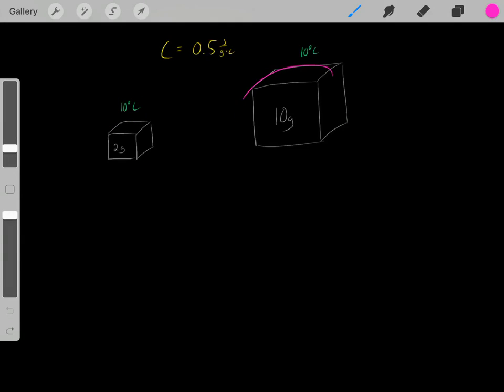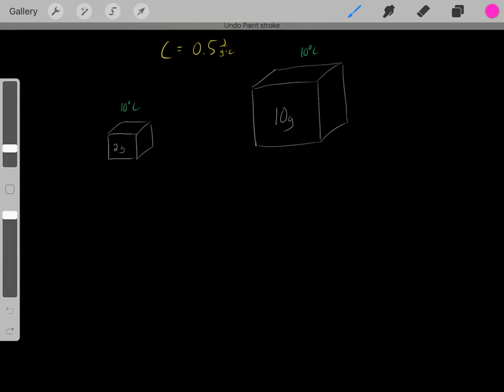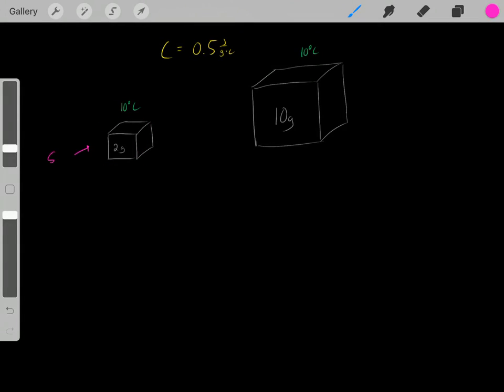And now let's say we have a different object that's 10 grams. But let's say it's made out of the same material. It has that same specific heat capacity of 0.5 joules per gram Celsius. And again, let's say its original temperature was 10 degrees Celsius. Now let's imagine we add some heat to these objects. So for this object, let's imagine we add 5 joules of heat.